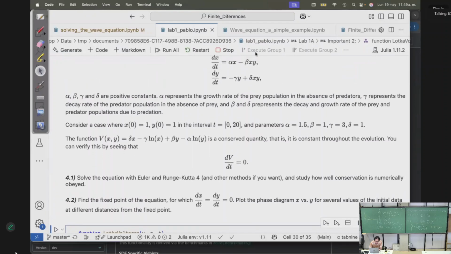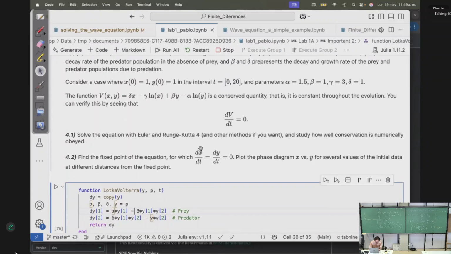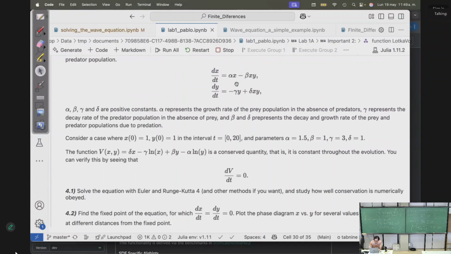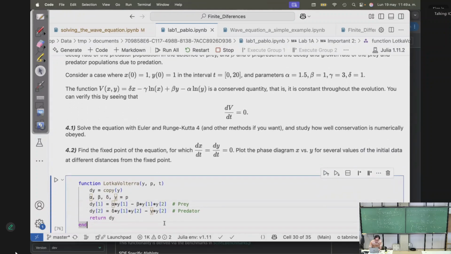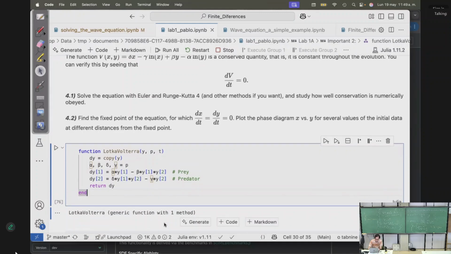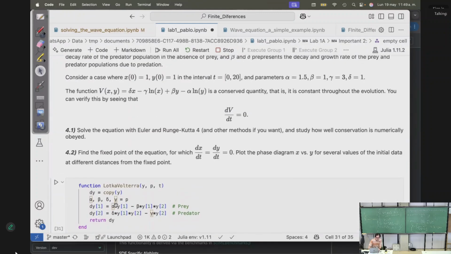So alpha x minus beta times xy, okay, perfect. And the other one is delta times xy minus gamma times y. So this should actually work, okay.